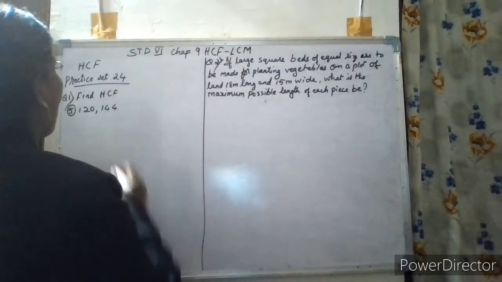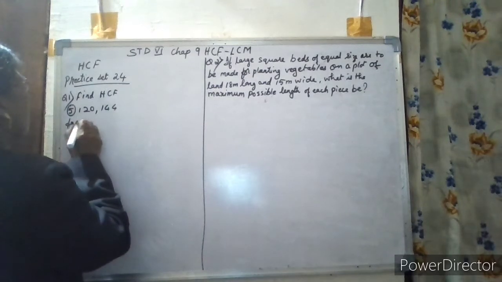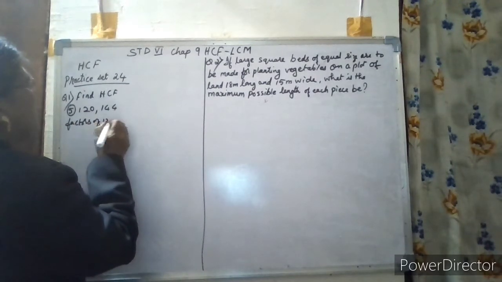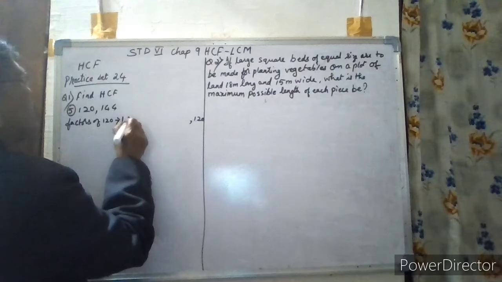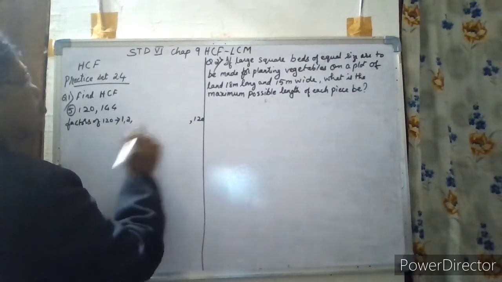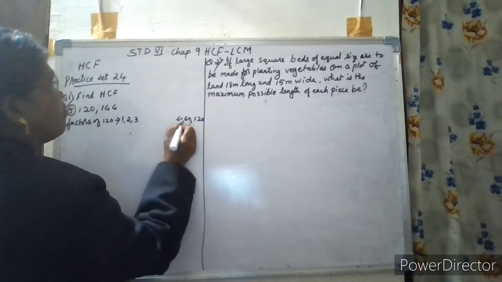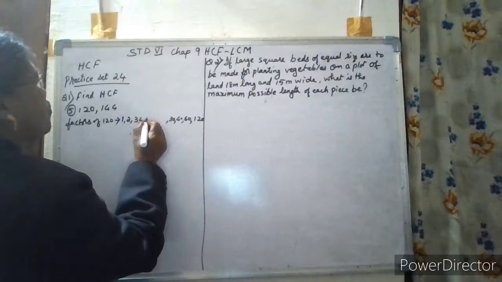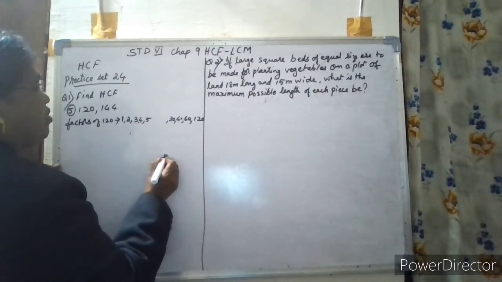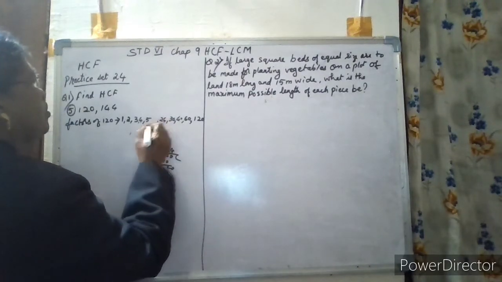So, 120 and 144. Now we'll find out the factors of 120. 1, as you know, and 120. Then 2 twos are 40, 2 sixes are 12, so 2 and 60. 3 and 40, 4 and 30, and 5 is 120 divided by 5, 5 twos are 10, 5 fours are 20, so 5 and 24. Then 6.